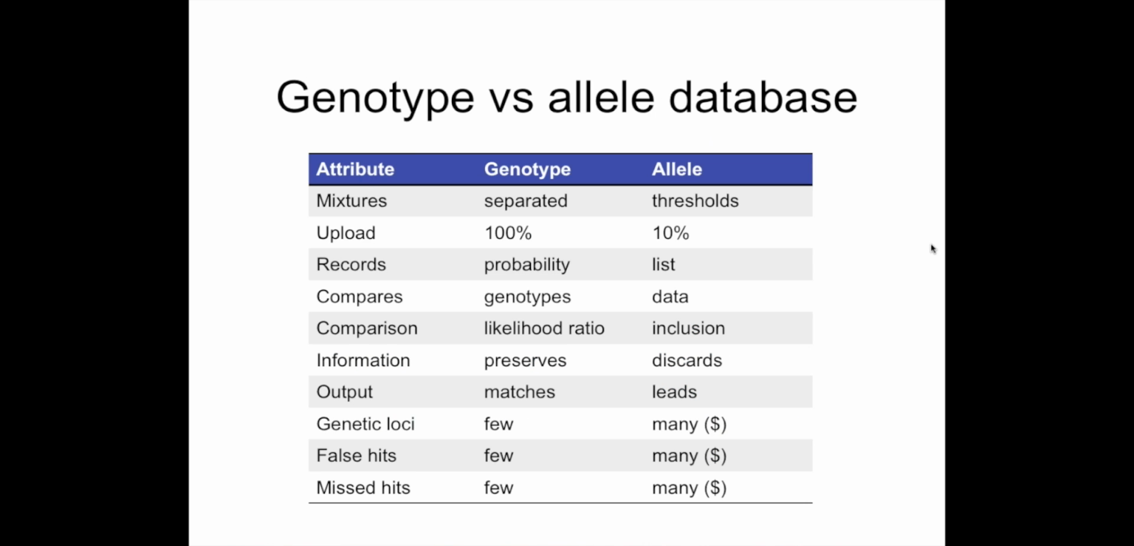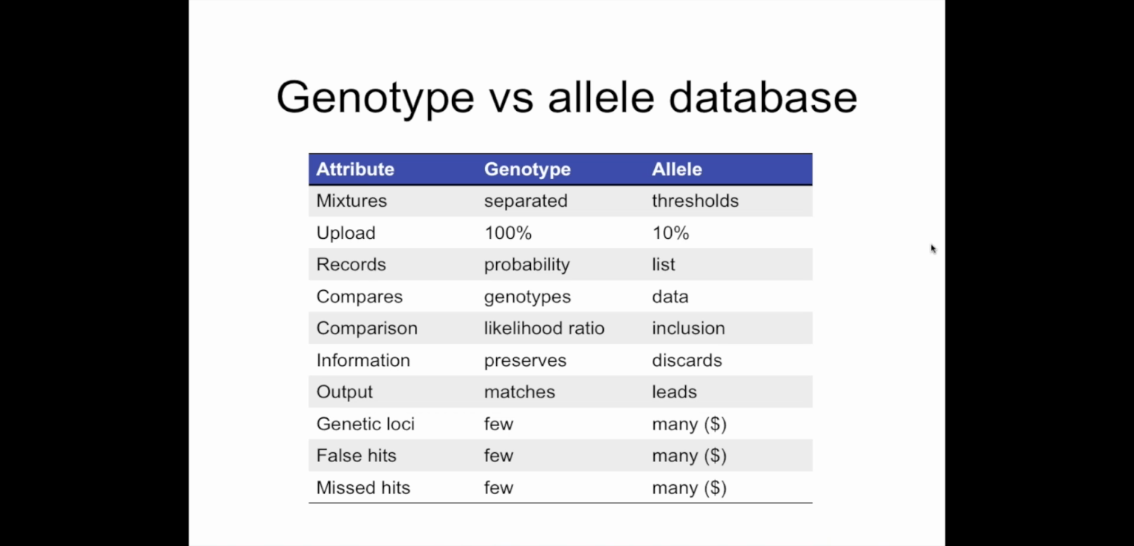So it's worth commenting on the difference between genotype and allele databases. So here are some of the differences. In the left column, I've listed the attributes that we can take a look at, and the next two columns are for a genotype DNA database, and on the right, an allele DNA database. How do they handle mixtures? That's an interesting attribute. Genotype databases have a goal of separating the mixture into individual contributor genotypes, whereas allele databases use thresholds to keep the mixtures together, unseparated.